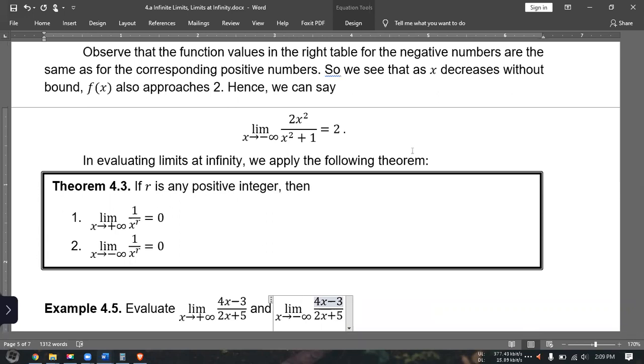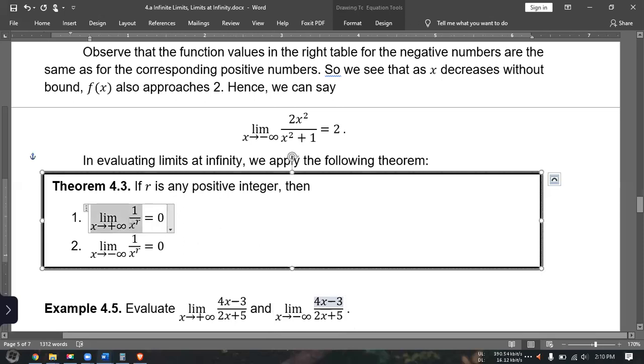If r is any positive integer, then the limit of 1 over x raised to r, as x approaches positive infinity, is equal to 0. And the limit of 1 over x raised to r, as x approaches negative infinity, is equal to 0. Meaning to say, since they were both equal, regardless whether x is increasing or decreasing infinitely or unboundedly, as long as the function has this form, 1 over x raised to r, the limit is always equal to 0.